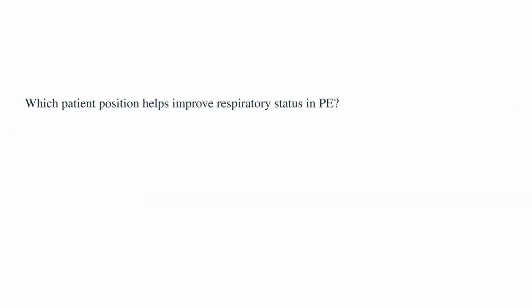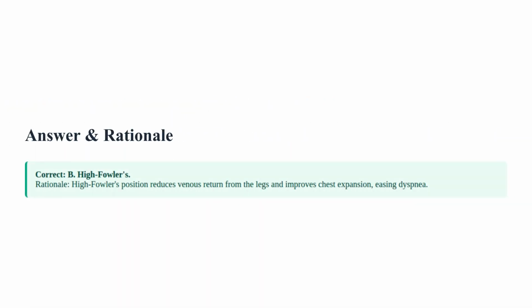Which patient position helps improve respiratory status in PE? Is it Trendelenburg, supine, high Fowler's, or left lateral position? The best position is C, high Fowler's. This position maximizes chest expansion, improves ventilation perfusion matching, and reduces venous return to the right heart, easing strain.